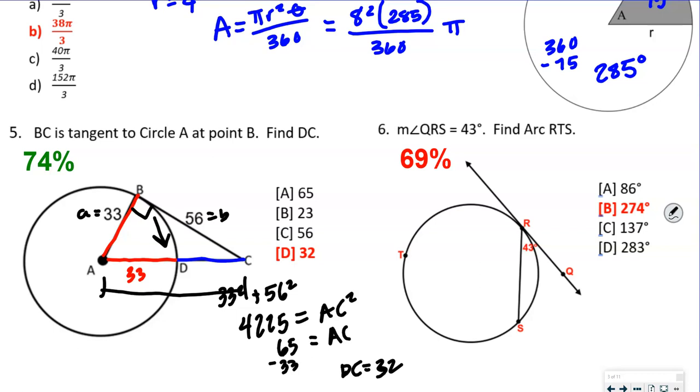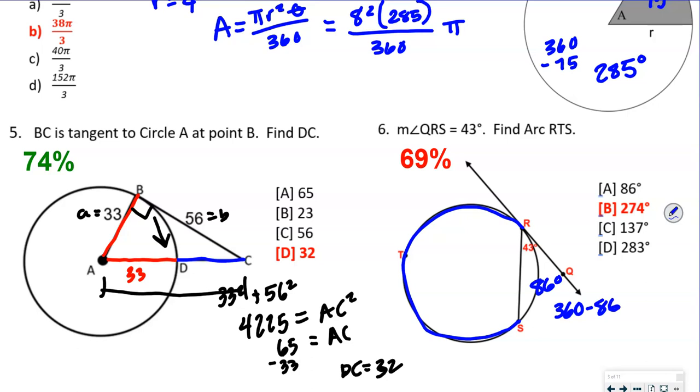All right, on this next one, it says the measure of QRS. Angle QRS is 43, and it's labeled 43. Find arc RTS. So we're actually looking for this arc right here, this whole big arc out here. So there's two ways we could find it. We could do 43 times 2, and that would mean that this arc out here is 86, which means we would subtract that from 360. 360 minus 86 to get the other arc.